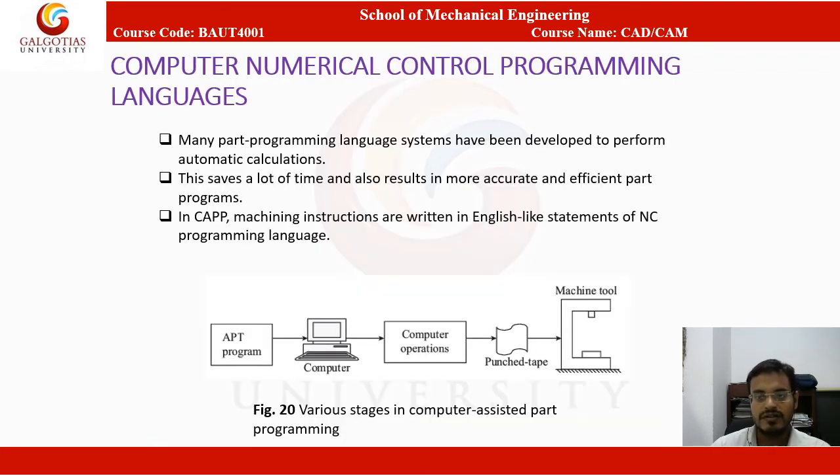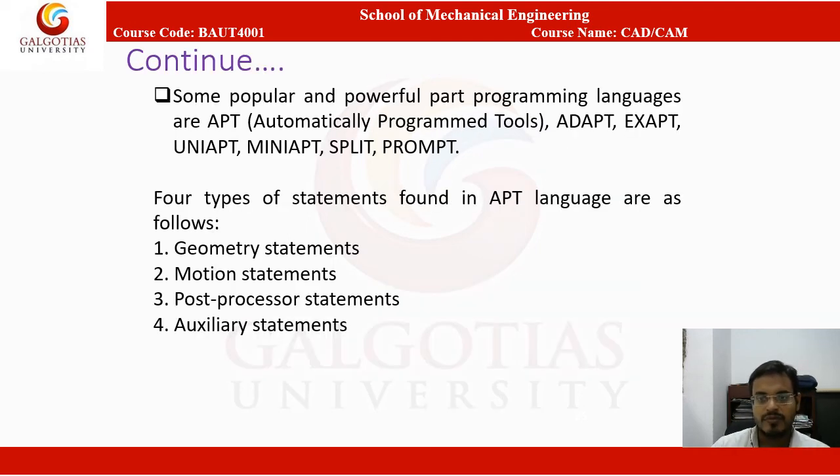CNC control programming language. Many part programming language systems have been developed to perform automatic calculations. This saves a lot of time and also results in more accurate, efficient part programs. So there are various stages in computer-assisted part programming: the APT program, then computer operations, then the machine tool. In CAPP, machining instructions are written in English-like statements of an NC programming language. Some popular and powerful part programming languages are APT, Automatically Programmed Tools, ADAPT, EXAPT, IFAPT, MINIAPT, SPLIT, PROMPT. There are 4 types of statements in APT language: geometry statement, motion statement, post-processor statement, auxiliary statement.